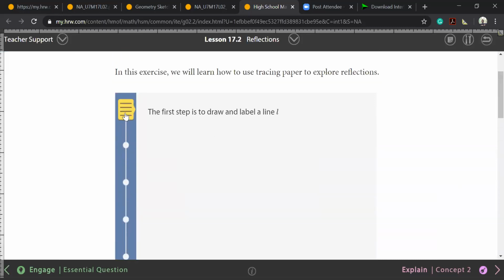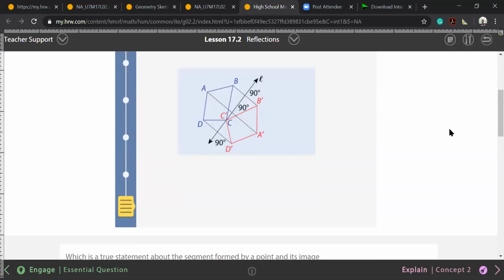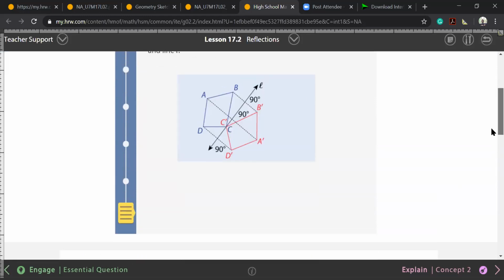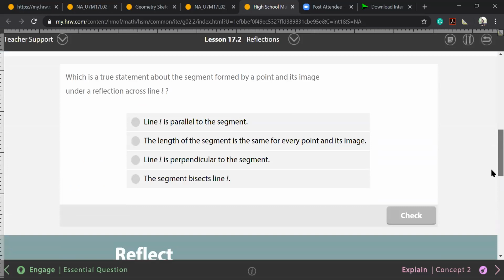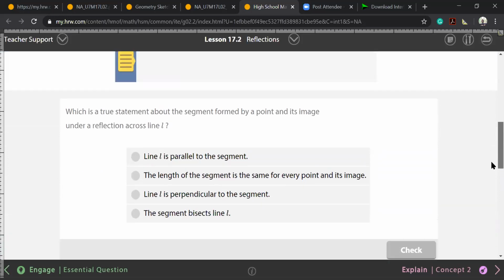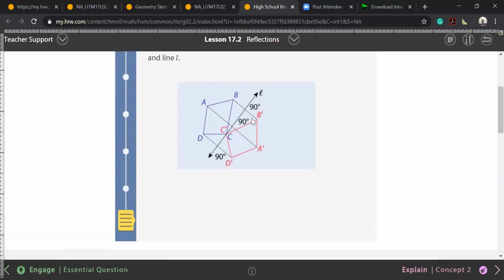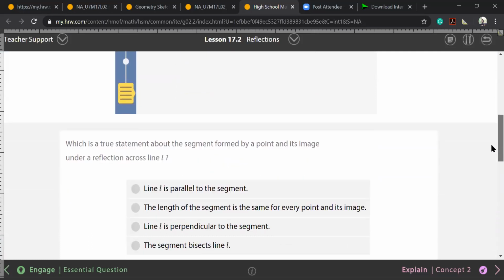Where is the segment again? Here is my segment. Is line L parallel to the segment? It's not. The length of the segment is the same for every point and its image. And he means that this is equal to this, equal to this. Of course not. But the line L is perpendicular to the segment.